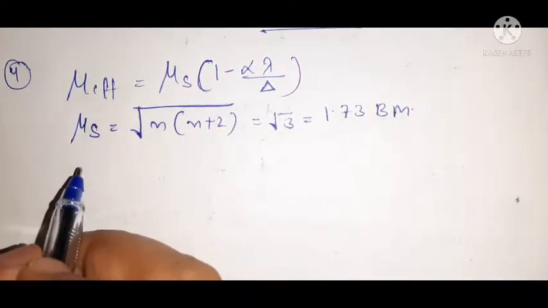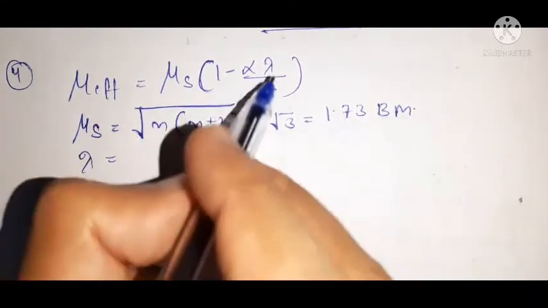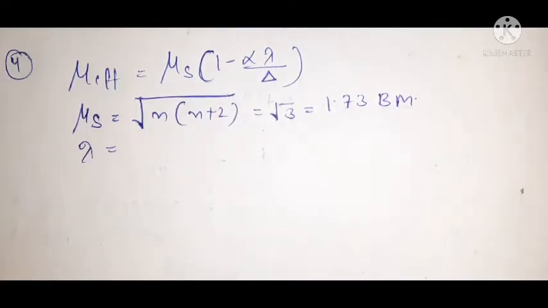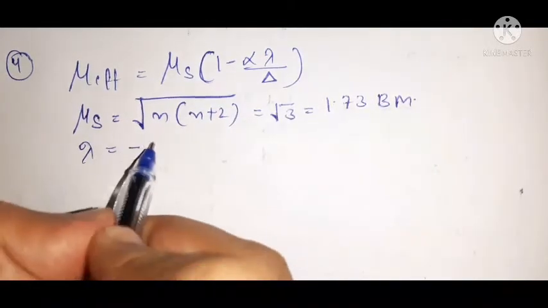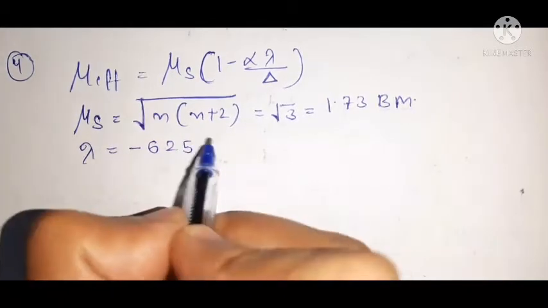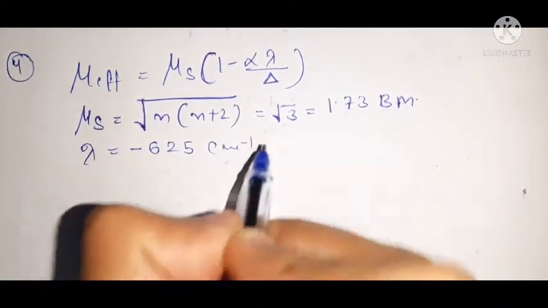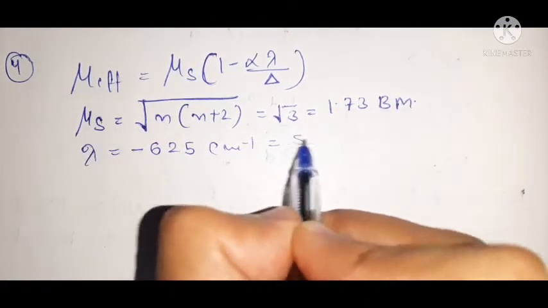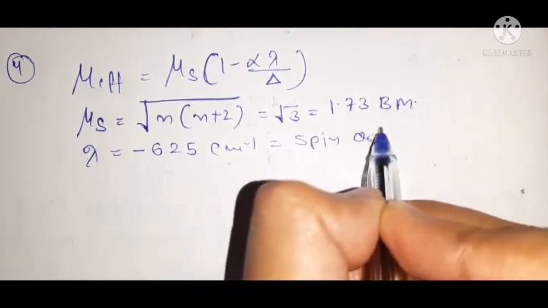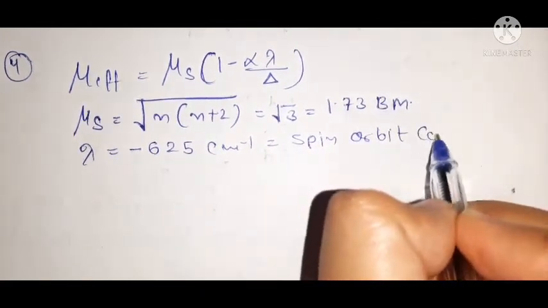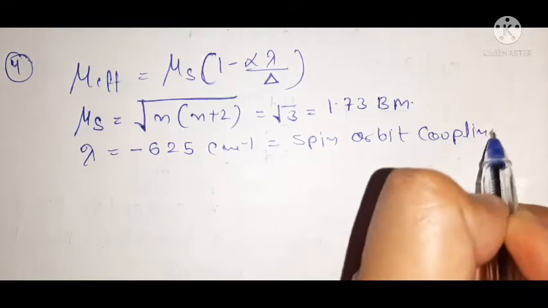Here λ is the spin orbit coupling constant. The λ is the spin orbit coupling constant which is given in this question, that is 625 centimeter inverse. This is your spin orbit coupling constant.